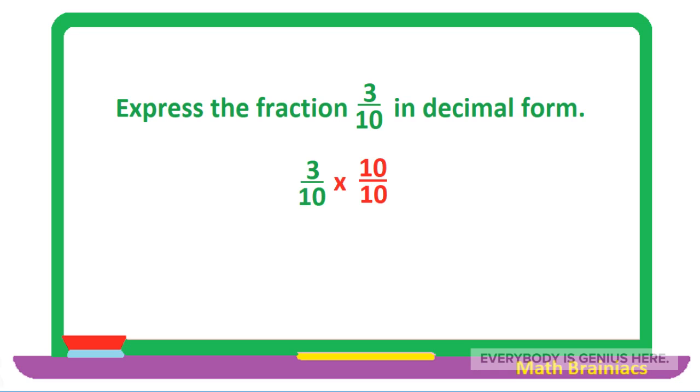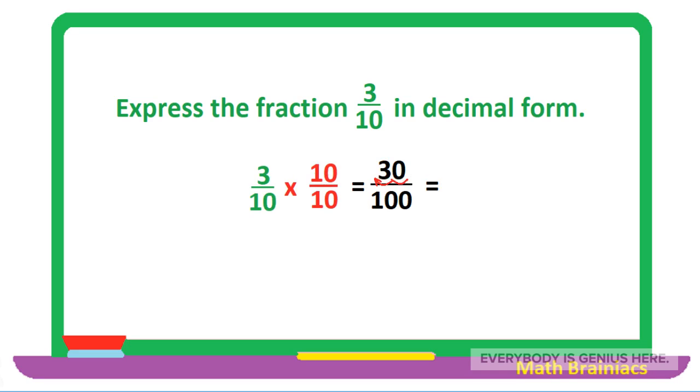We are going to multiply the fraction 3/10 by 10/10 so that we can come up with a denominator that is equivalent to 100. And 3 times 10 will give us 30. Accordingly, it will give us 30/100. The equivalent fraction of 3/10 is 30/100.